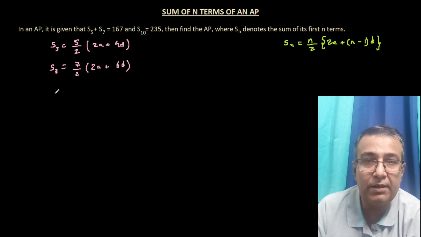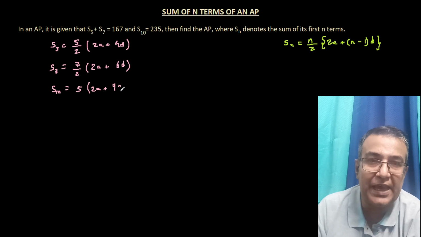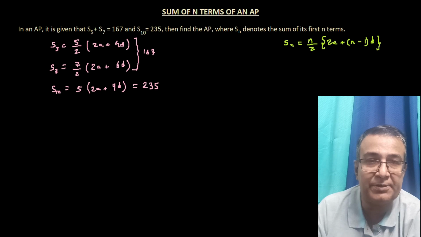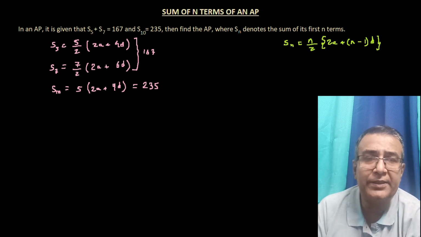And S of 10 would then be equal to 10 over 2 times 2a plus 10 minus 1 is 9, so 9d. And that has been given to us as 235, and we have also been given that S5 plus S7, these two together should be equal to 167. Now we can proceed by simplifying these terms first.